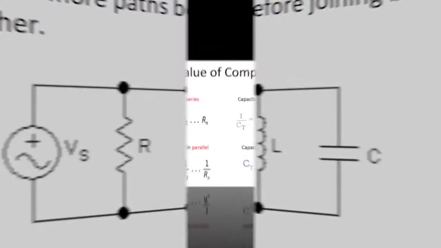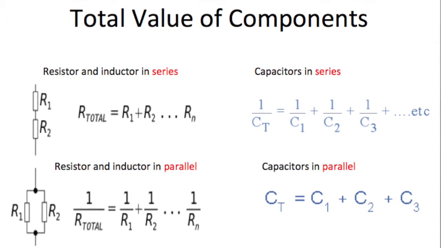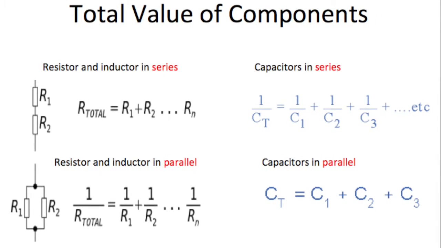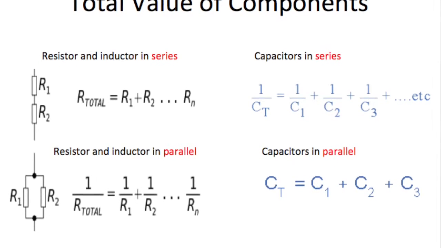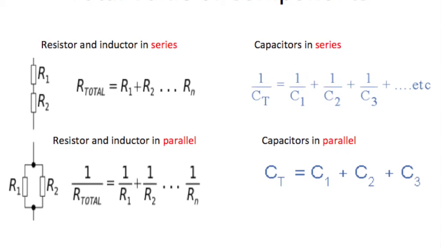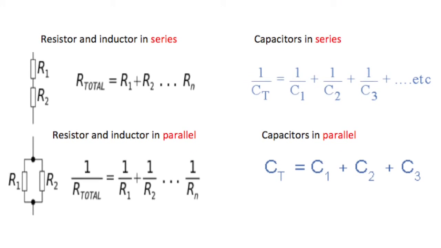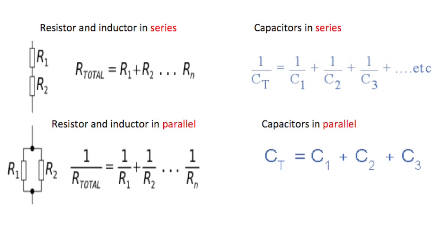When adding the total value of a component in a circuit, it is done differently depending on whether they are in series or parallel. In series, resistance and inductance are added the same as capacitance would be added in parallel. And capacitance in series is added the same as resistance and inductors in parallel.